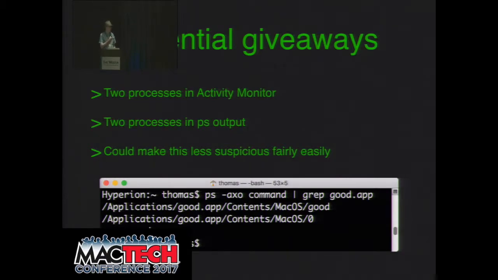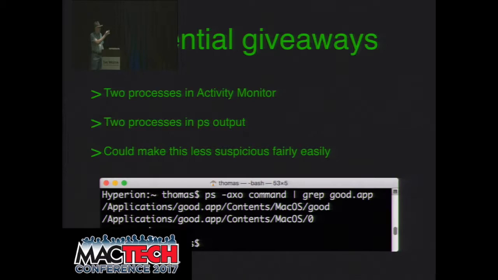Another suspicious potential giveaway here, and this one I don't think there's any way around, is if you actually open up Activity Monitor and look at the processes that are running. As you can see, I've filtered here on that good app, and there are actually two processes running there. One of them is named good, the other one is named 0. That's pretty highly suspicious. Again, this is something that you can fix. There are a lot of applications out there these days that have helper tools that are inside the application.